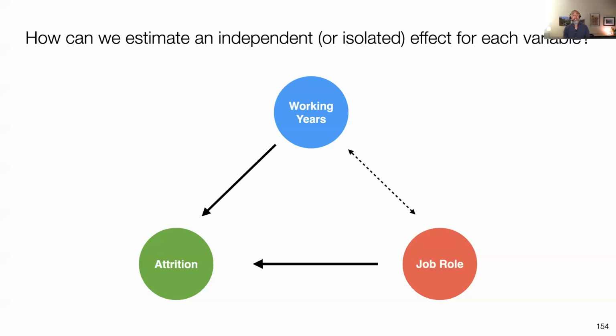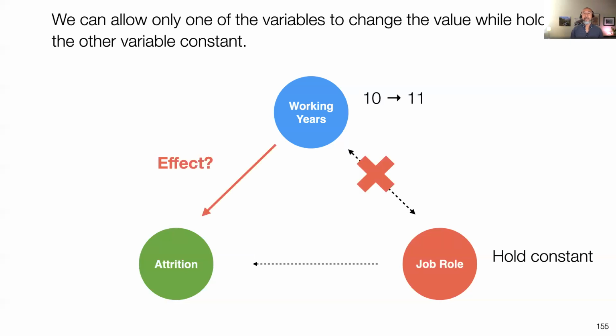So how can we estimate the independent effect for each variable? What if just working years, we forget about job role? What if only the working years change? What happens to attrition? In that case, what we want to do is hold one of the variables constant, not change it. Like job role, for example, a sales rep, only the salespeople.